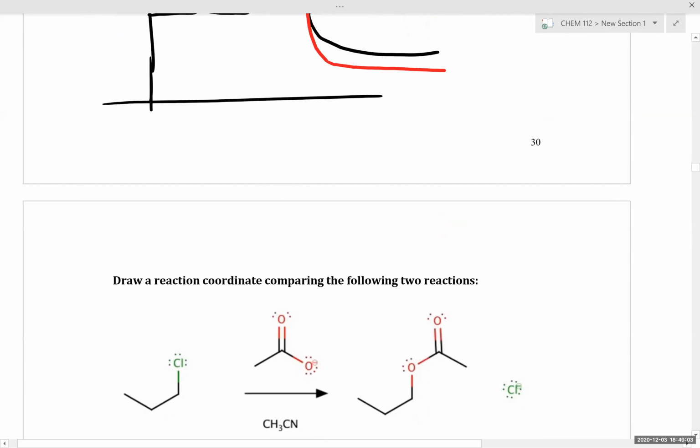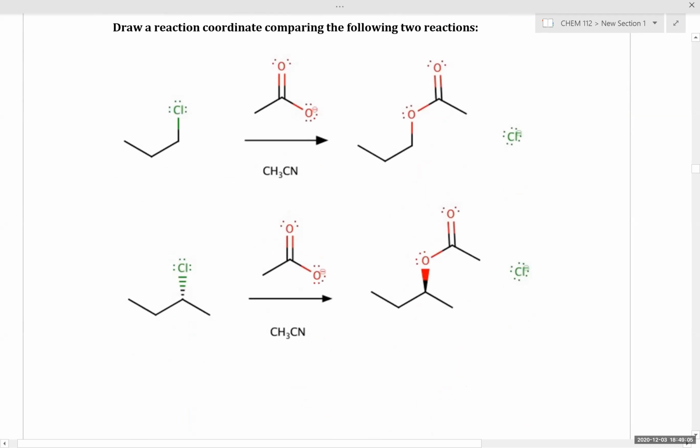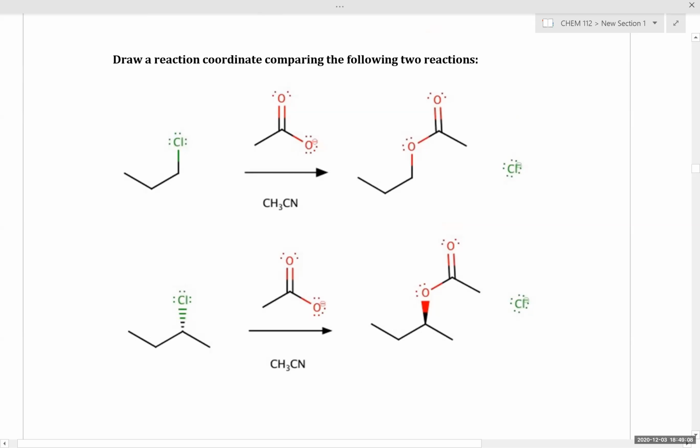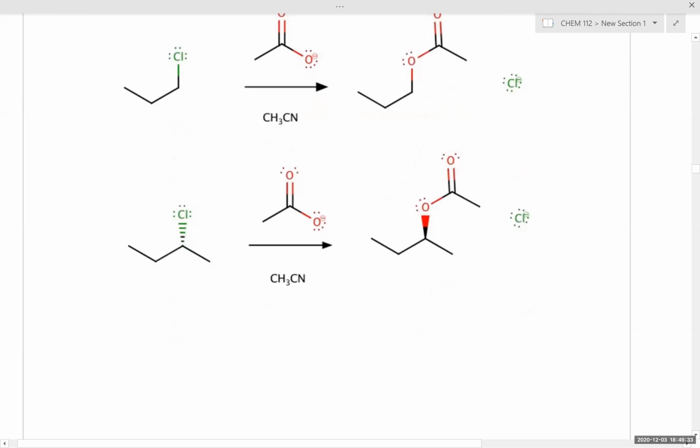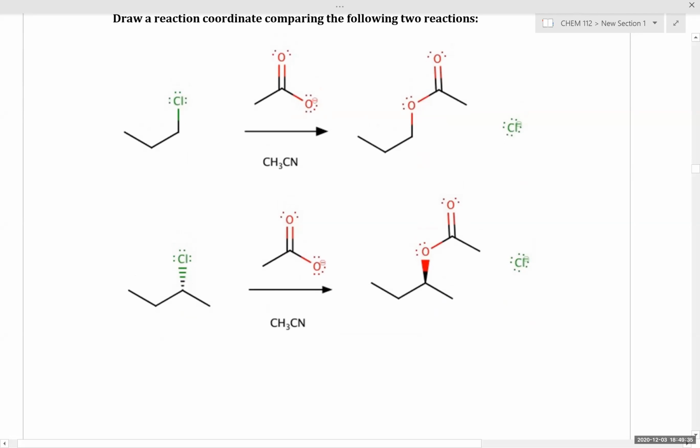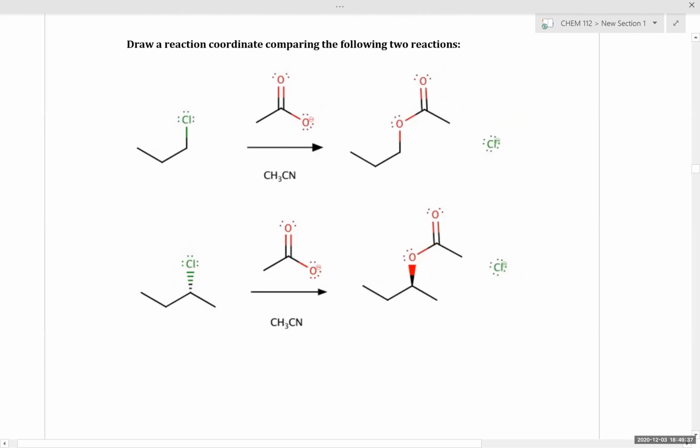Okay. So what I'd like us to do now is try and draw a reaction coordinate, and I'd like us to try and compare the following two reactions. Let's try to compare the following two reactions. I'd like us to take about 3 to 5 minutes and first compare these two reactions and then draw a reaction coordinate for these two reactions.